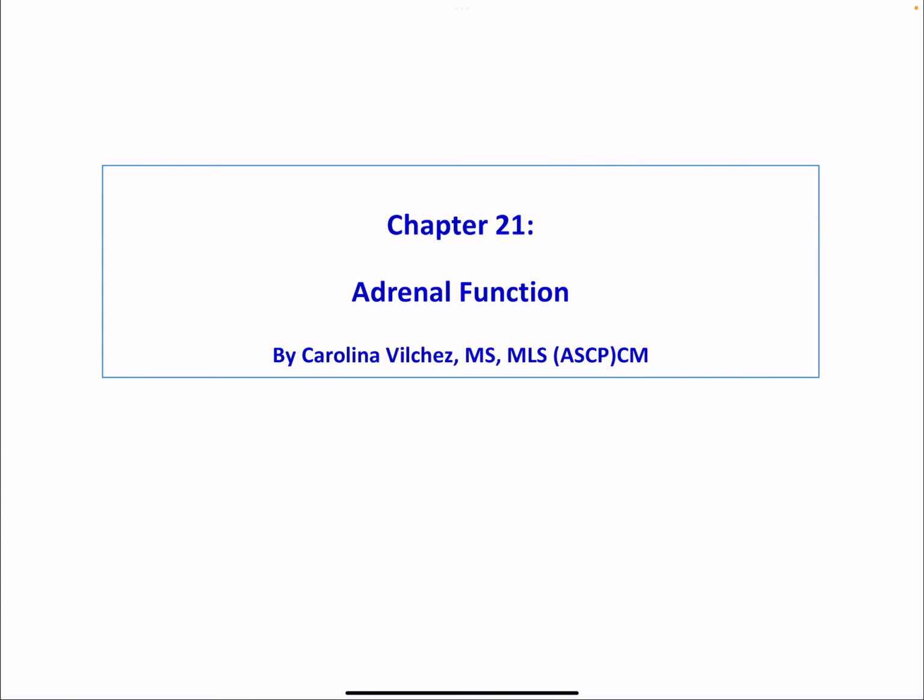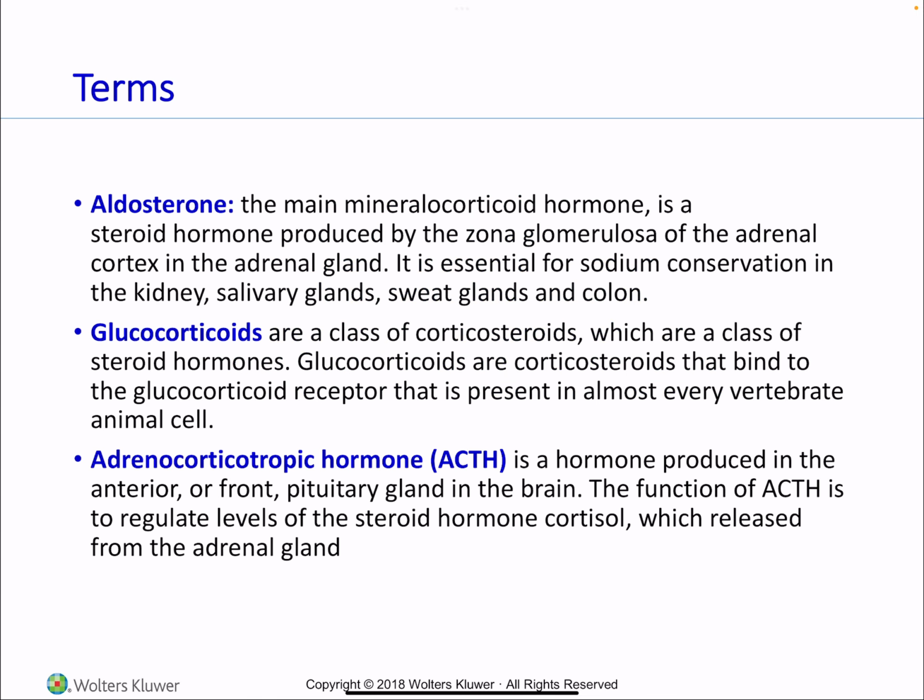Hi everyone and welcome to your chapter 21, Adrenal Function. And this is a continuation of all of the endocrinology chapters. So we'll start with some terms here that we'll need to be familiar with for this chapter.